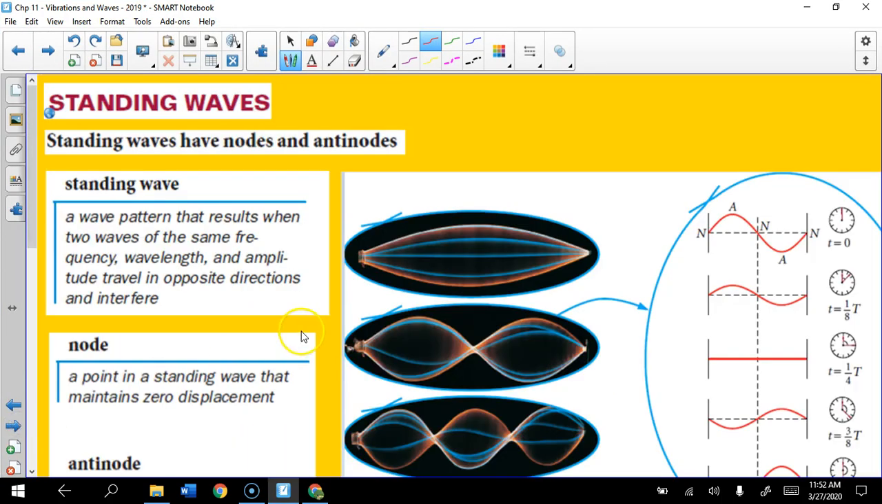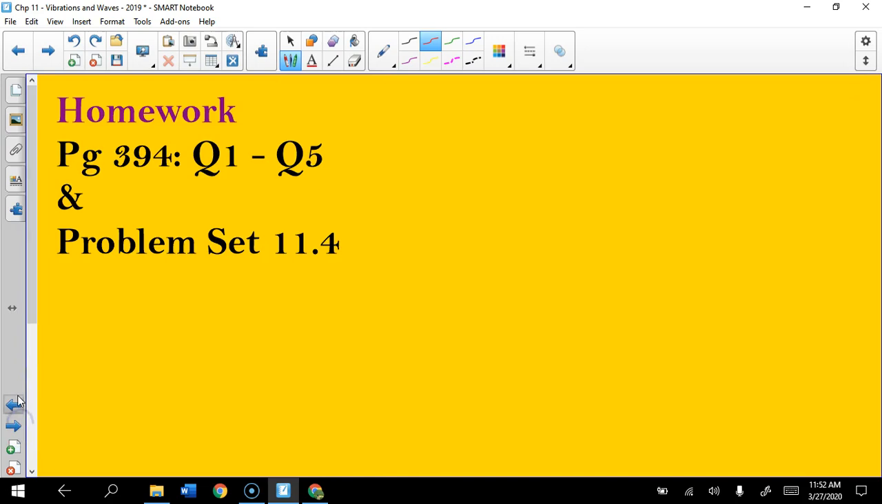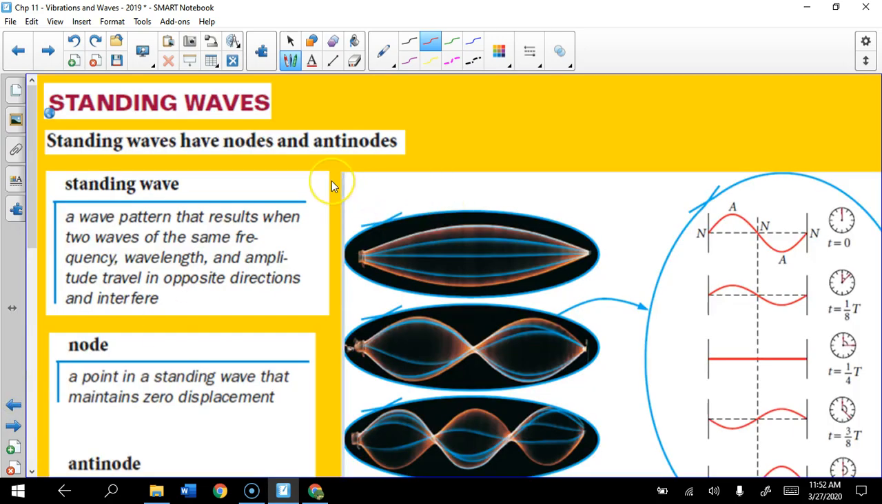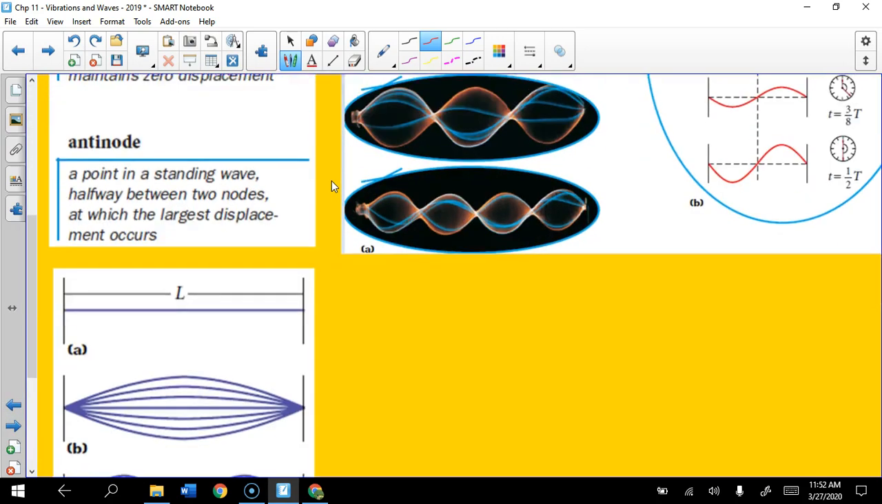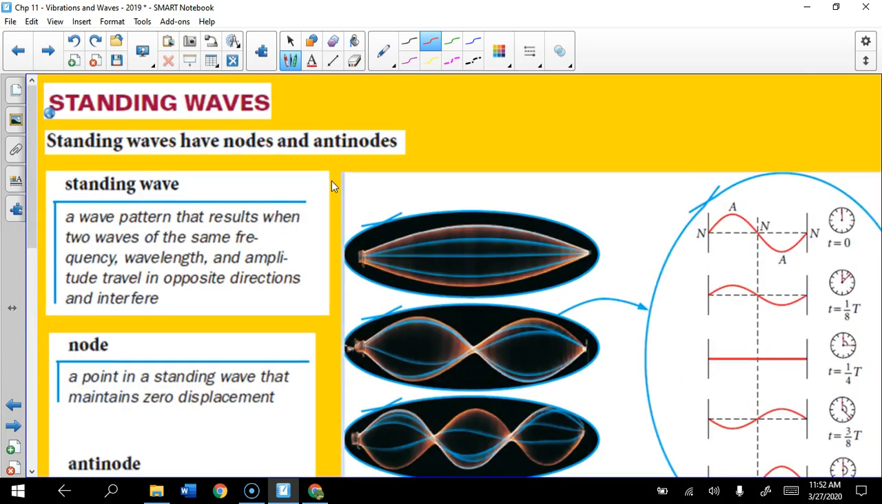Now this is arguably the most challenging part of the lesson, so you want to pay very careful attention. This is a phenomenon called a standing wave. It's called a standing wave.